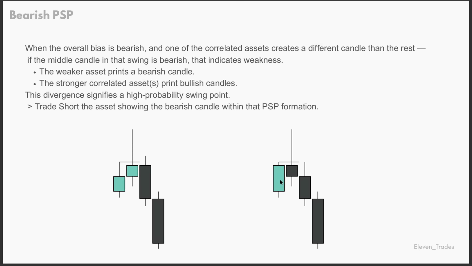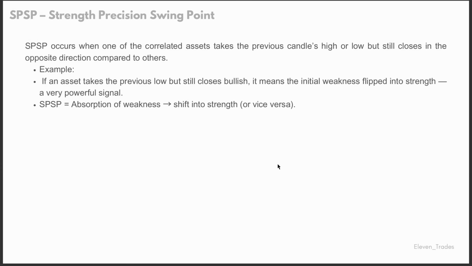In comparison to that, on the ES, the second candle closed into weakness. Now the next candle will start from here, and the ES will have more probability to go lower and faster compared to the NQ, which is the stronger asset. And the PSP confirms that strength and weakness for us with these candle closures. When the second candle of the swing point is bearish in a bearish market, then we will trade and short that asset. Now, SPSP: strength precision swing point, or sweep precision swing point.